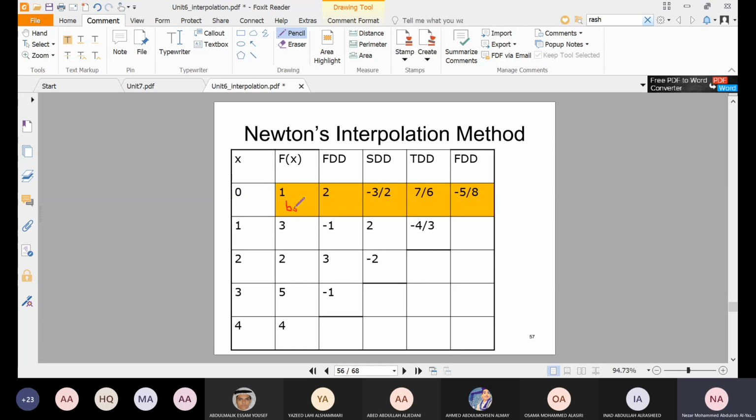We need the first row. This is B0, B1, B2, okay, B3, like this one. So we need the first row, the coefficients that contain x of 0. So this one, I just put it in the Newton's interpolation polynomial to find the polynomial.